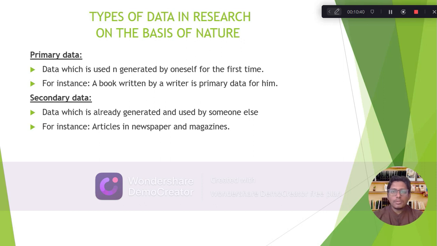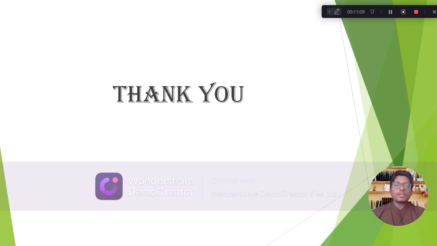But on the other hand, if we talk about magazines, newspapers, articles, if I read some magazine, if I get data from some newspaper, then this kind of data is known as secondary data, because these are secondary sources. The data is already used or witnessed by somebody else. So such kind of data is known as secondary data. So I hope that you have got a clear understanding about each and everything.